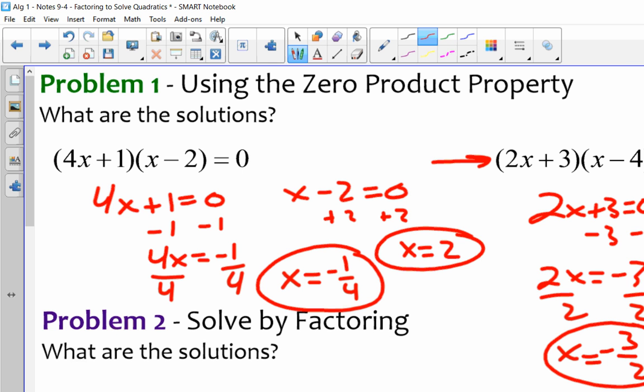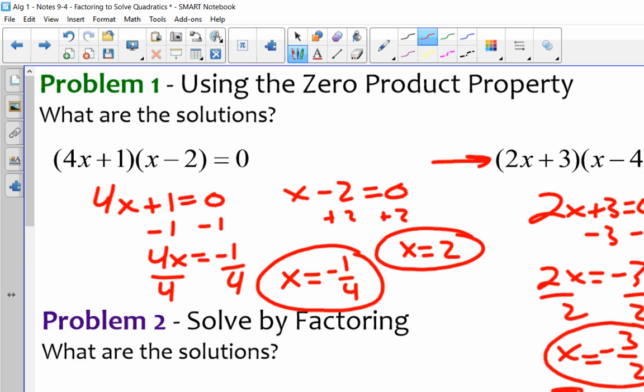Okay, so those are two answers. And you can leave your answers in fraction form. Just make sure you reduce it if you can. If you want to change it to a decimal, that's your choice. You can do that. Typically, I'm going to leave it as a fraction. Okay. So those are my two root zeros or solutions.